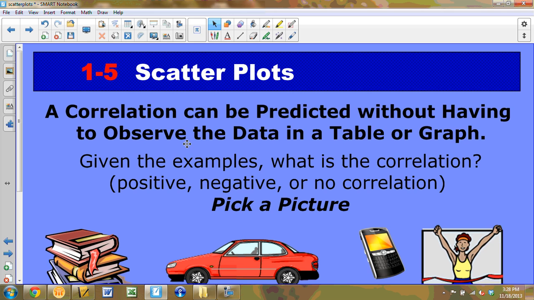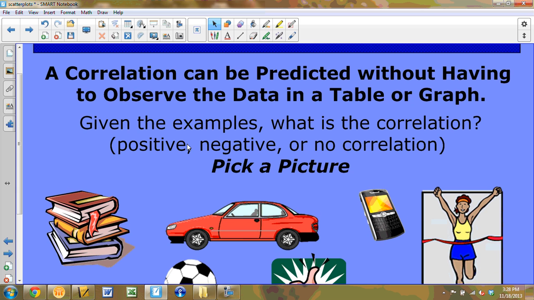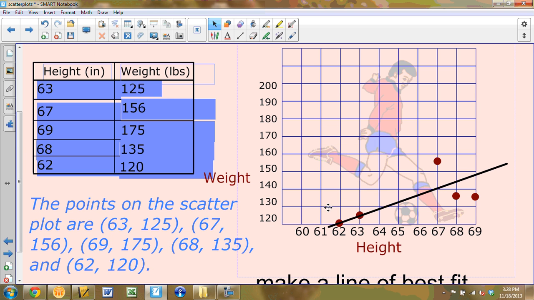Now, let's talk a little bit more about some of these correlations. A correlation can be predicted without having to observe the data in the table or graph. So this one right here has a positive correlation, and I know it's positive because it's going uphill. It has a positive slope. We talked about that correlation coefficient. It's not the same as the slope. It considers some other pieces of data, and we're not actually going to talk about how to calculate the correlation coefficient. You just need to know that if it's positive, you have a positive correlation, and if it's negative, you have a negative correlation. So this slope is positive, so I know it has a positive correlation.